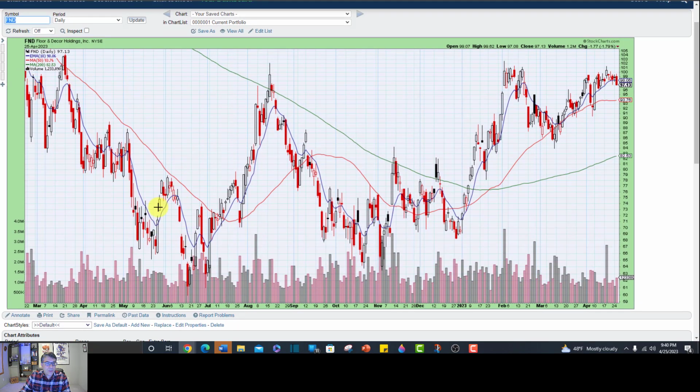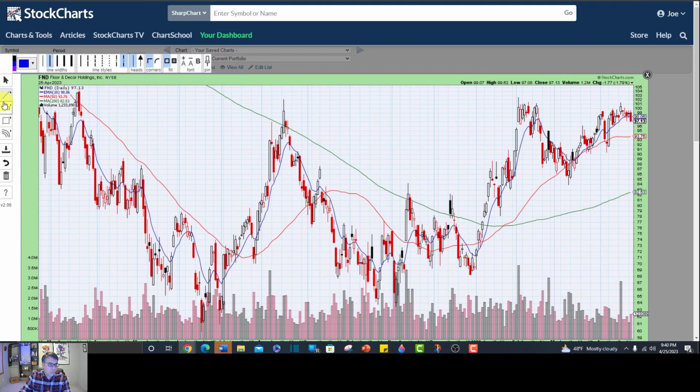Yeah, so here's this big double bottom. Let's draw a line across here. So we got some immediate supply right here. We do have some VCP action: large, medium, smaller, smaller. So that's good. So this is one of those borderline cases.